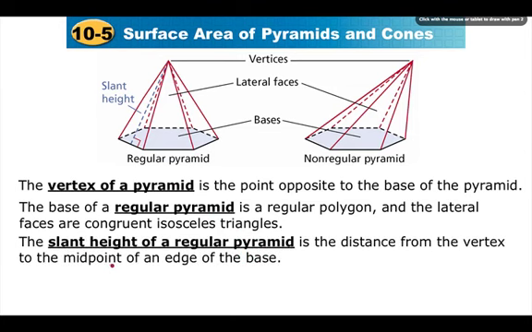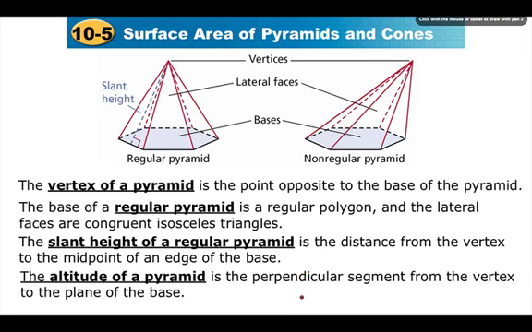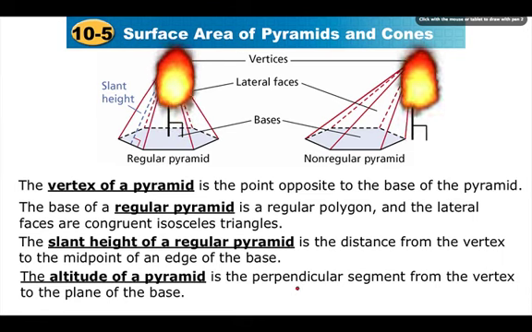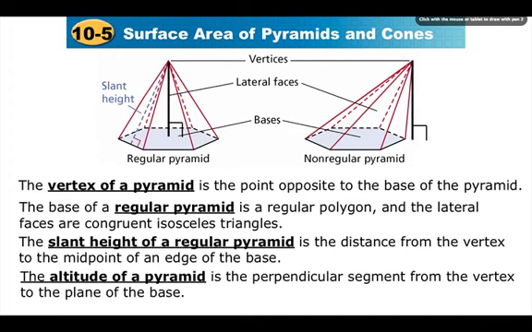The slant height of a regular pyramid is the distance from the vertex to the edge of the base. So this is the slant height, and we'll be using this to compute surface area. And the altitude of a pyramid is the perpendicular segment from the vertex to the plane of the base. So this is what we're talking about. This is the altitude of either pyramid. Let's move on to the next slide.